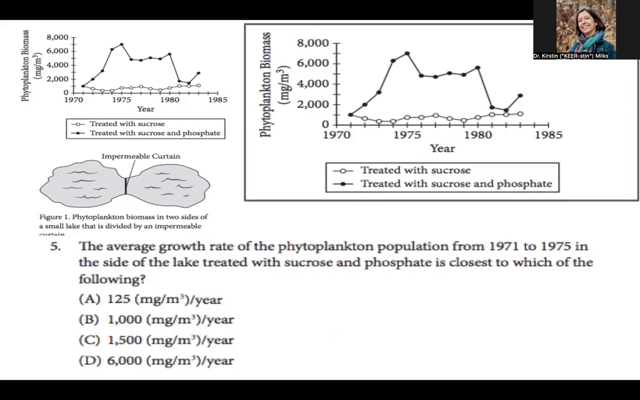Number 5, the average growth rate of the phytoplankton population from 1971 to 1975 in the side of the lake treated with sucrose and phosphate is closest to which of the following? A, 125 milligrams per cubic meter per year, and they're all in that unit. So A is 125, B is 1,000, C is 1,500, and D is 6,000. Go ahead and write your best answer.